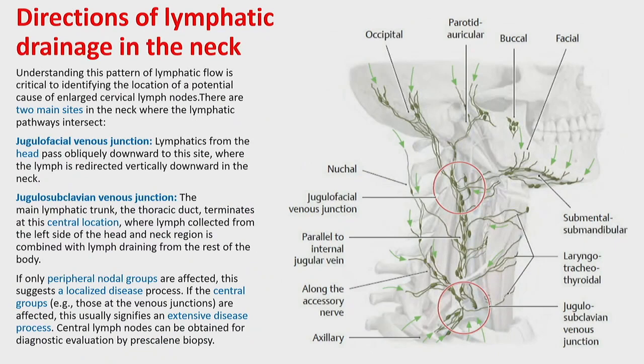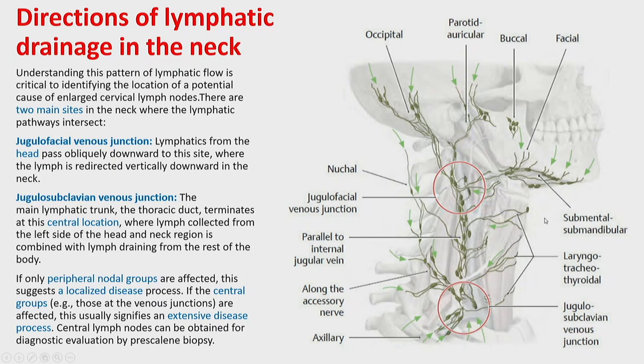I don't want to go into detail, just to mention generally that if the lymph node from the cancer is involved in the central position, there are 2 main central positions. You have it where the jugular vein and facial vein are joining together. They call it the jugulofacial venous junction. This is one of the important places. And the other one is the jugulosubclavian venous junction, which is located centrally.